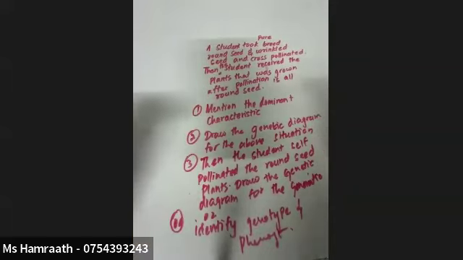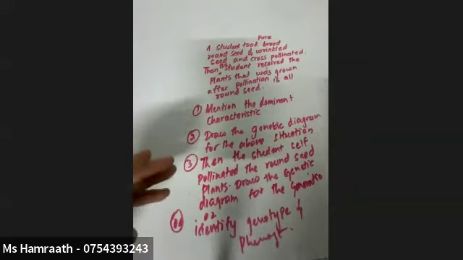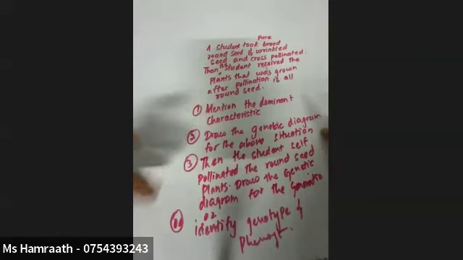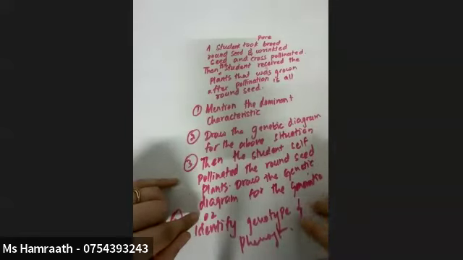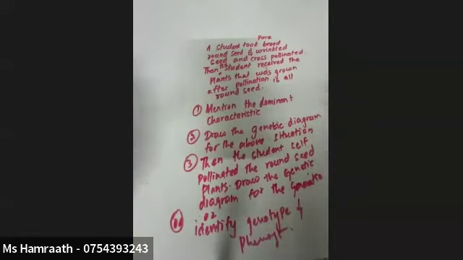Wait, I'll read out the question. Draw the genetic diagram for the above situation 1. Then the student self-pollinated the round seed plants. Draw the genetic diagram for generation 2. Identify the phenotype and genotype. I hope the question is clear.